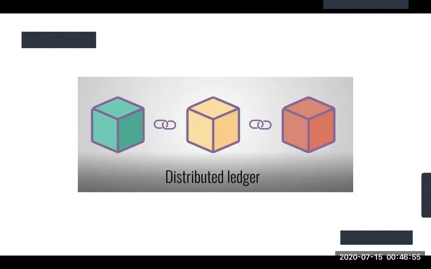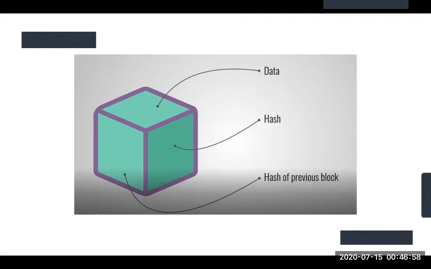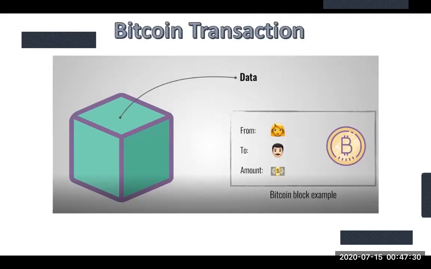It's basically a distributed ledger. What does the block actually consist of? It consists of data, it consists of a hash, and it consists of the hash of the previous block. Data is the content, hash is the digital footprint of the data. It's a random number. And the hash of the previous block is the reference of the previous block so that the chain can be maintained. In any Bitcoin transaction, 3 parameters are very important.